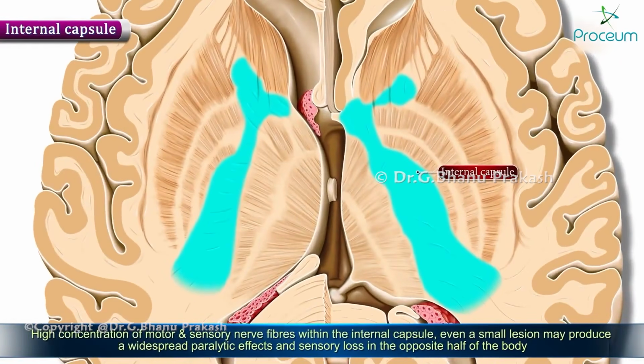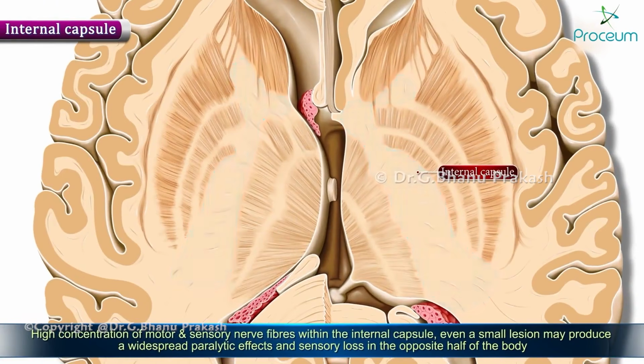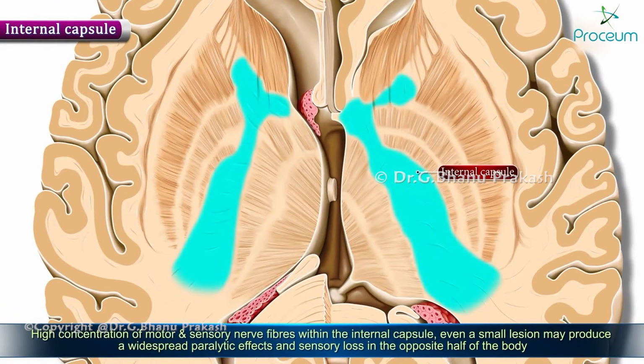Because of the high concentration of motor and sensory nerve fibers within the internal capsule, even a small lesion may produce widespread paralytic effects and sensory loss in the opposite half of the body.